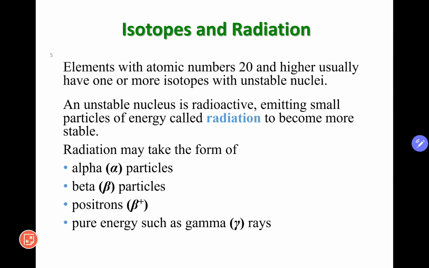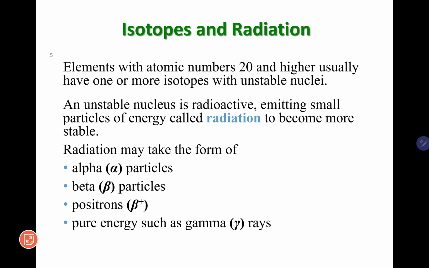All right, let's talk about radioactivity, or radiation and isotopes. You already know what isotopes are, right? Isotopes are atoms of the same element with a different number of neutrons, which means these atoms of the same element have different mass numbers. When you change the number of neutrons, it is going to change the mass number. That's called isotopes. We learned about it before.